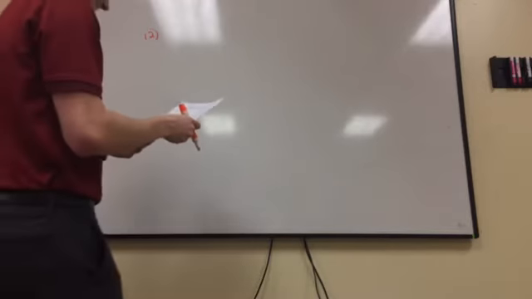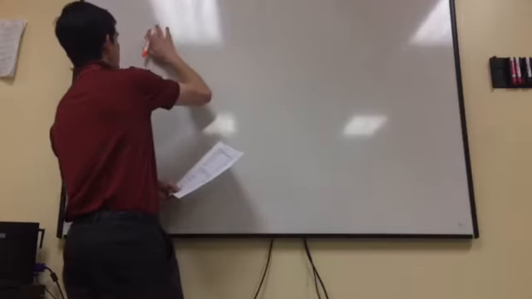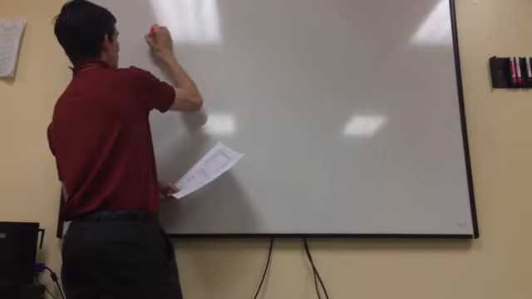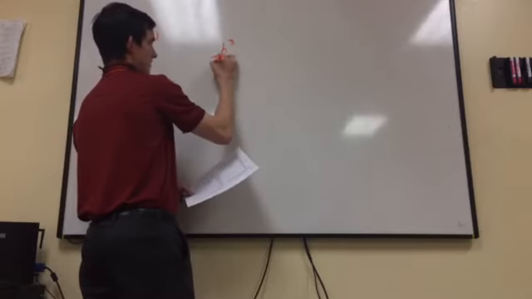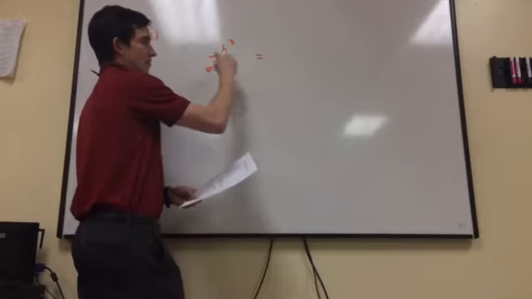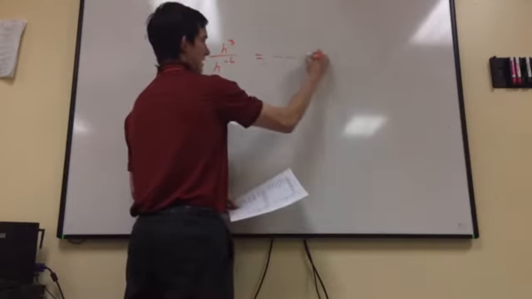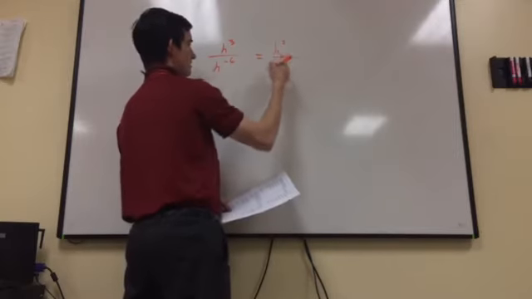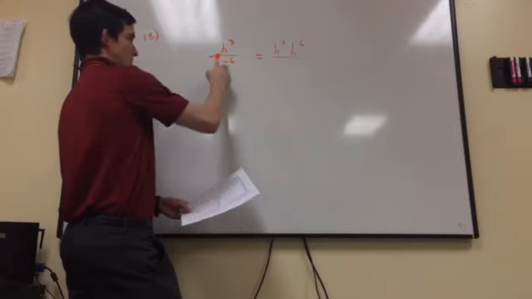Let's do number 18. H to the third divided by h to the negative 6. So remember, when you have a negative exponent, you can take it and put it on the other side, make it positive. So h to the third was already on top. I'm going to put h to the 6th on top and make it positive because it was negative.